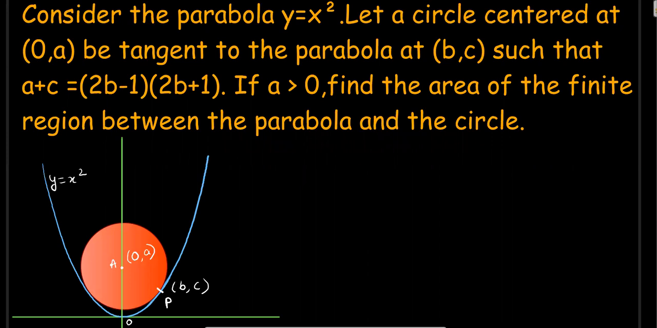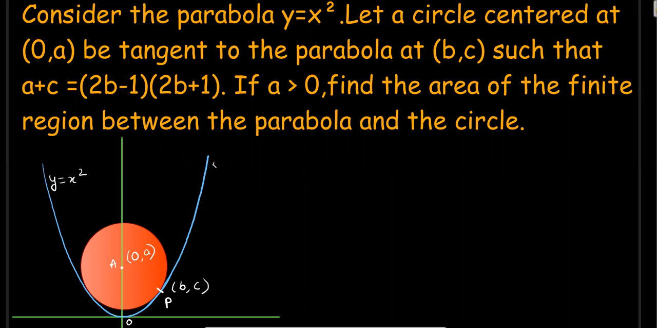Consider the parabola y is equal to x squared. Let a circle centered at (0, a) be tangent to the parabola at (b, c) such that a plus c is (2b minus 1) multiplied by (2b plus 1). Now, if a is greater than 0, then find the area of the finite region between the parabola and the circle. So let's start. So the question says that y is equal to x squared is the parabola, which I have already traced here for you.